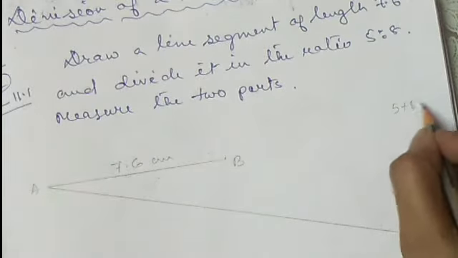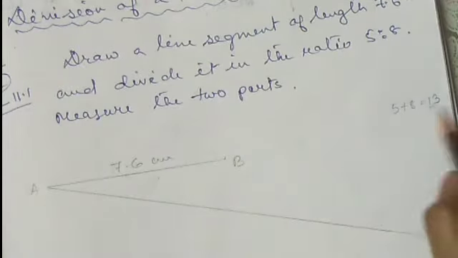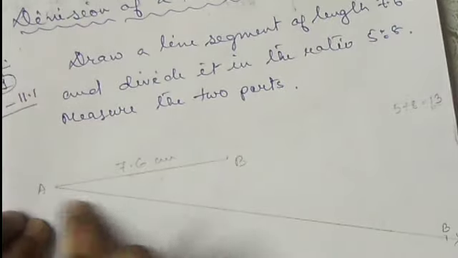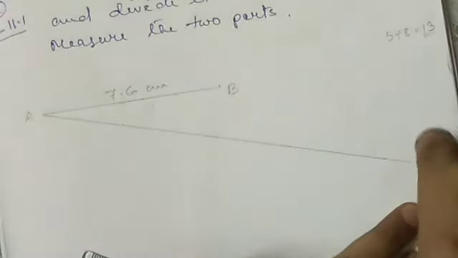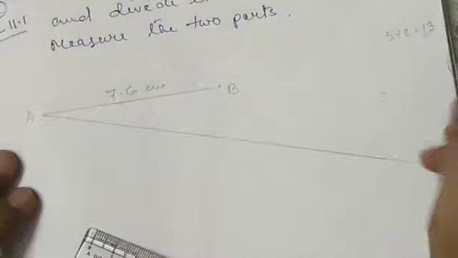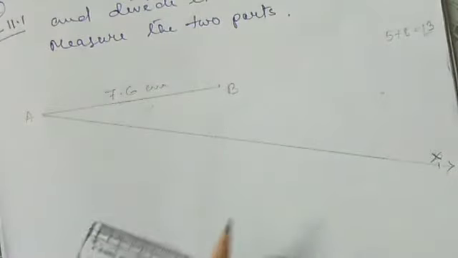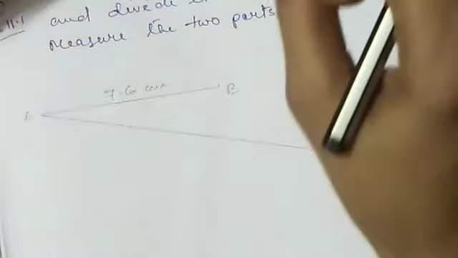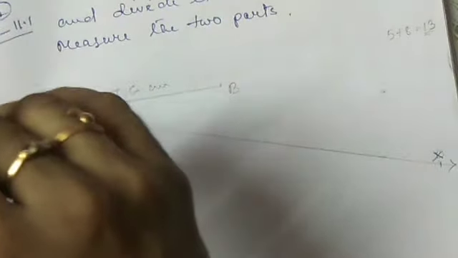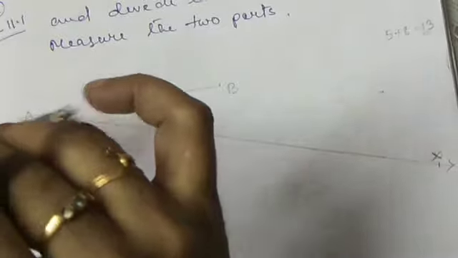5 plus 8 gives you 13, and this ray we need to cut into 13 parts. So equally this ray AX, the ray AX to be divided into equally 13 parts. So let's divide it. Smaller parts, I'll take by any measurement.